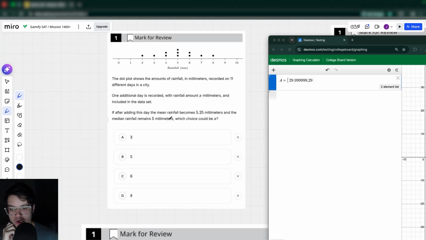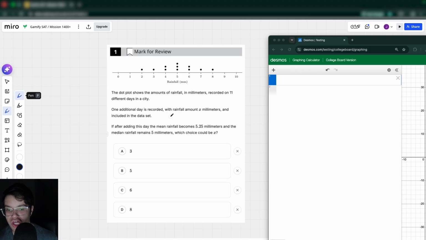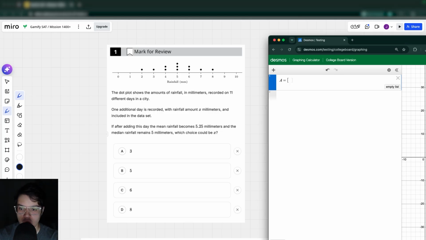Some quick examples here. This has a dot plot of the amount of rainfall in millimeters on 11 different days in a city. It says there's one more day with a rainfall of X millimeters that's added to the data set. After adding it, the mean becomes 5.25 and the median becomes 5, which could be X. Again, the simplest way of solving this, though it's a bit tedious, is to just write out what this data set would look like. So 5, 5, 5, 6, 6, 7, and then 8. And I'm just going to leave in an X here, the last value we did not know yet.